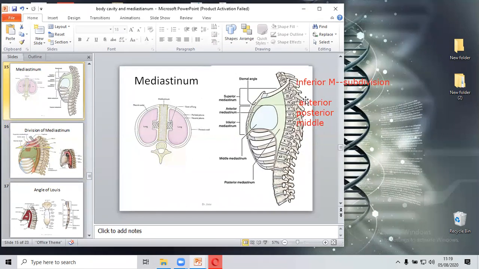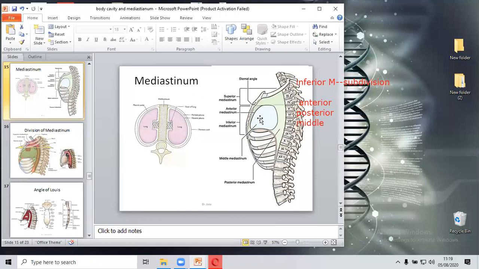Now inferior is again divided into anterior, posterior and middle. The division is with respect to the position of pericardium and heart. If you see this oval-like structure, actually it is not oval, can you see this structure? Yes, sir. So this is the position for the pericardium and heart.